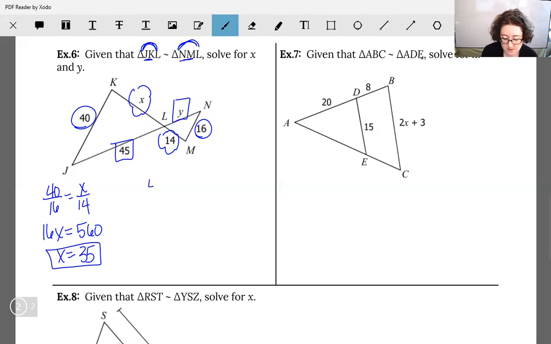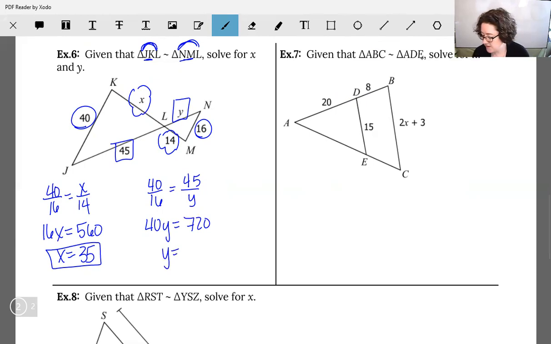Okay, I'm still going to start though with my 40 over 16, and I could always reduce that down if I wanted to, but if I'm using a calculator to check my work, either way would be fine. Alrighty, so same thing, left triangle to right triangle, so I'm going to go 45 over Y. Cross multiply, I get a 40Y equals 16 times 45, or 720. And then divide both sides by a 40. Should come out pretty nice. Yeah, that one comes out as 18. There we go.